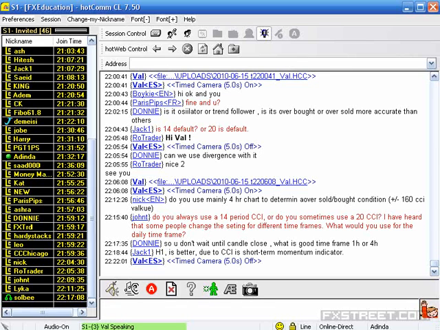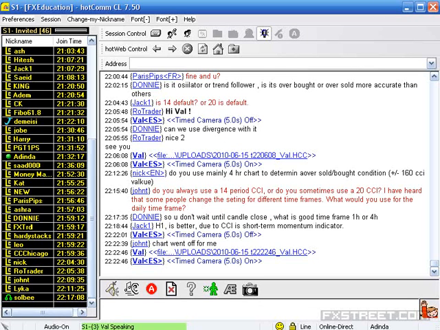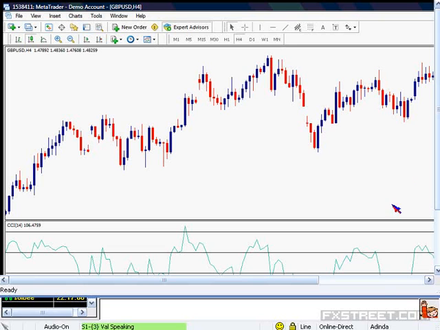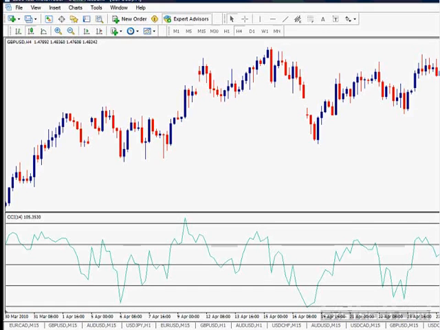John, do you always use the 14 period or sometimes the 20? As I told you, the chart went off, because when I have charts and I'm checking your questions, it becomes a bit messy. Like this, you will probably see in the questions yourself.